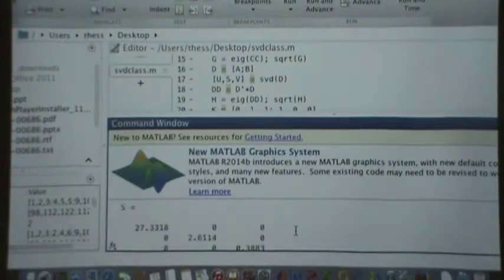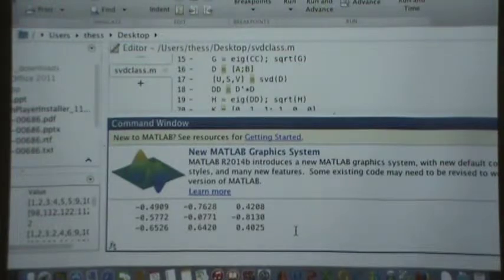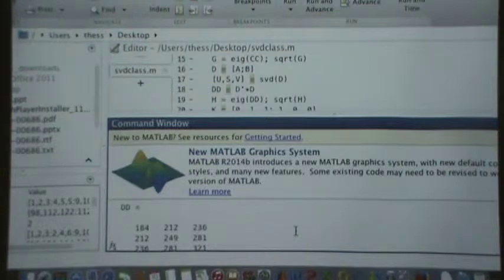S, on the other hand, is 6 by 3, and you see the singular values are up top, and then you have a lot of zeros. And then the matrix V is 3 by 3, and then this is D dagger D, which is only 3 by 3, and the square root of its eigenvalues are in fact the same as the singular values.